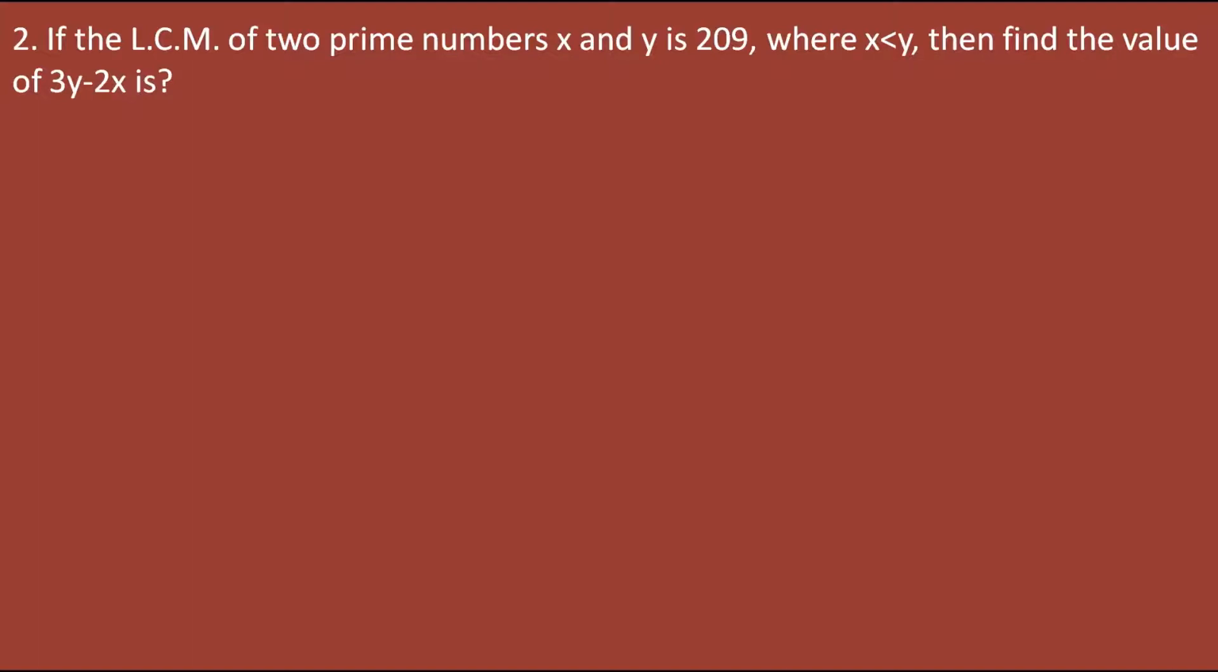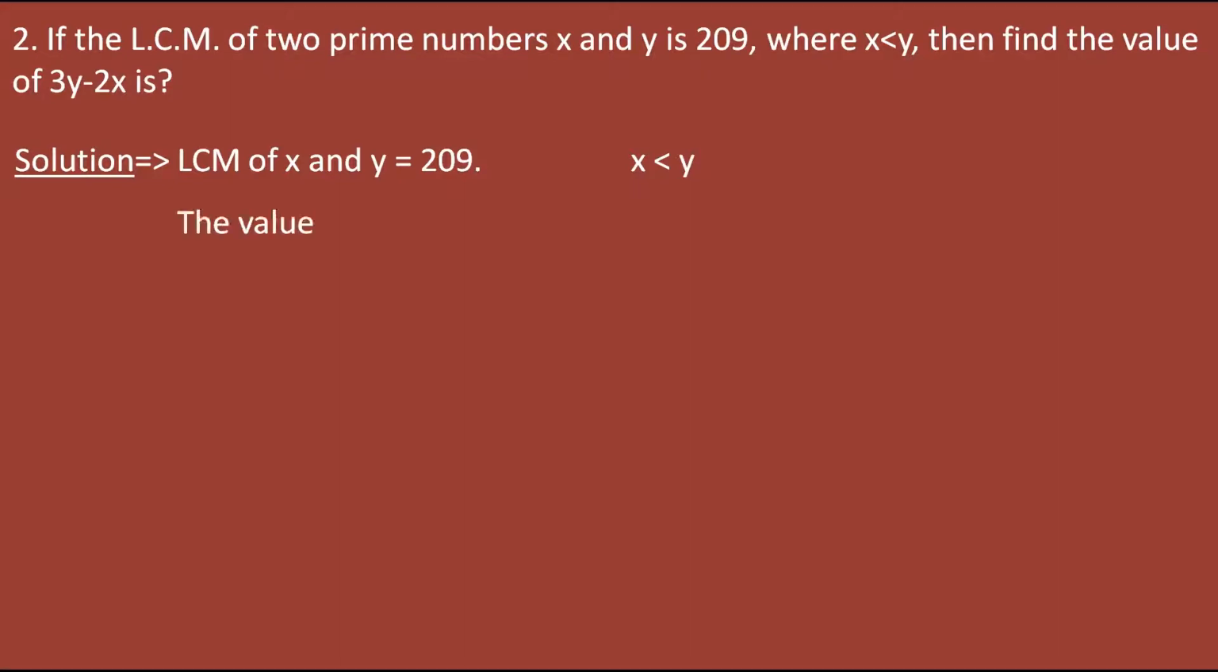So let's gather the information which is provided in the question, that is LCM of x and y is 209 and x is less than y. And we have to find the value of 3y minus 2x. Whenever you get the LCM and you don't know the numbers, then you have to find the prime factorization of that LCM. So let's find the prime factorization of 209.